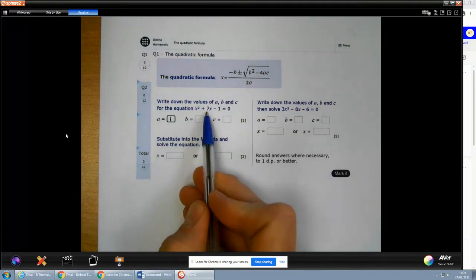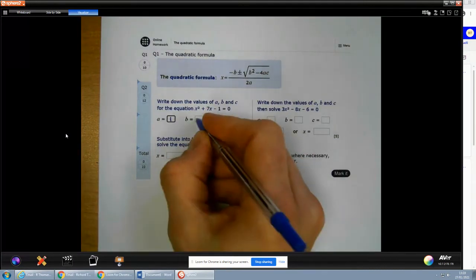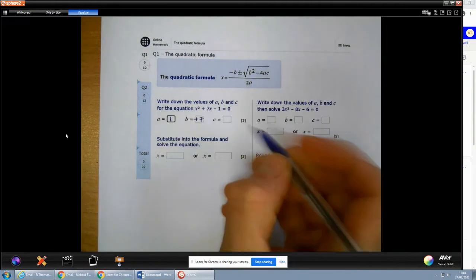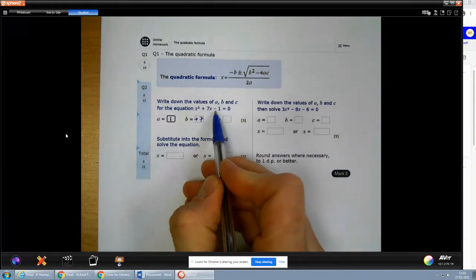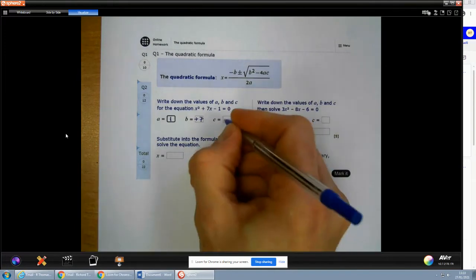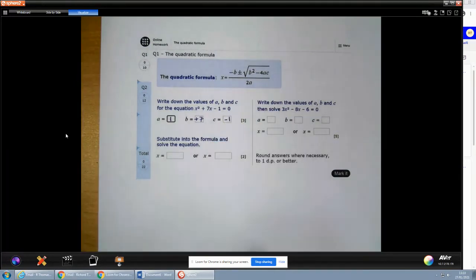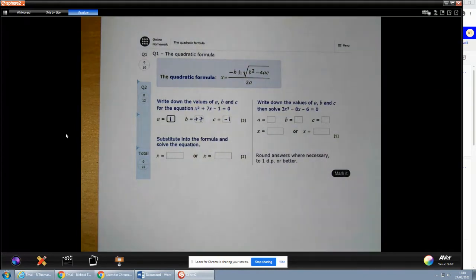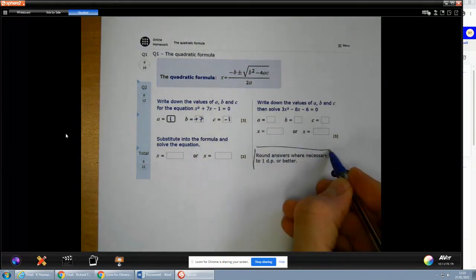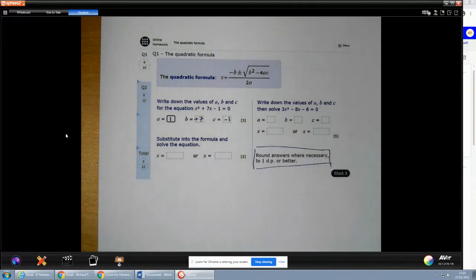B is the number in front of x, and it's a positive 7. And C is the last number on its own. And you must include that minus there, right? So C is minus 1. Then it says substitute these values into that formula and solve the equation. And it says here, round your answers where necessary to 1 decimal place.